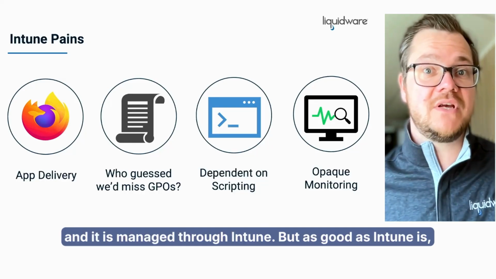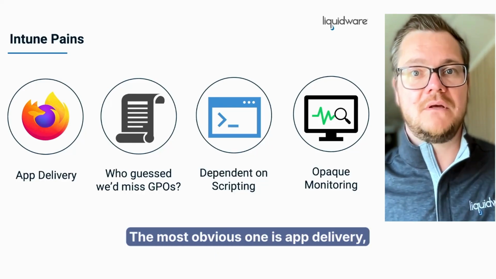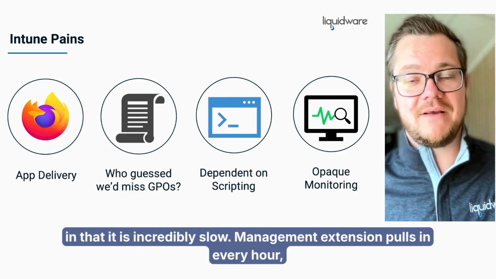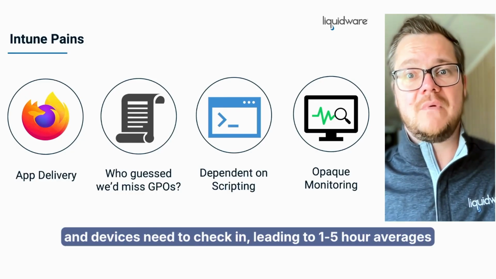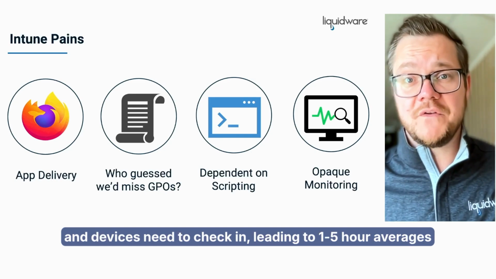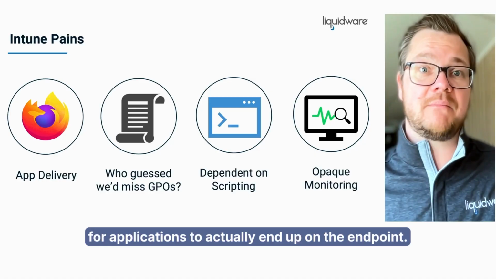But as good as Intune is, there are certain pains that are definitely felt within the platform. The most obvious one is app delivery, in that it is incredibly slow. Management extension pulls in every hour, and devices need to check in, leading to 1 to 5 hour averages for applications to actually end up on the endpoint.